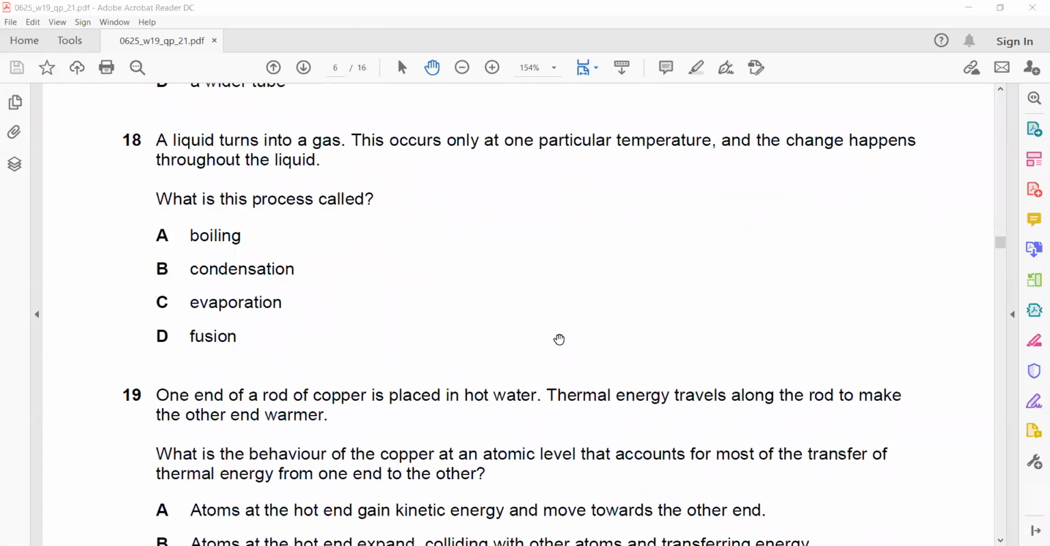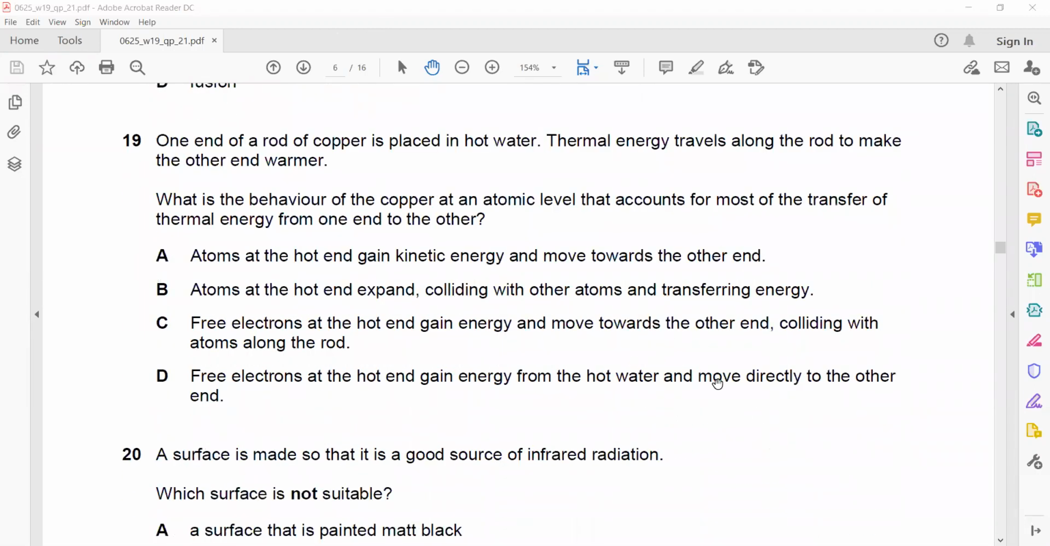Sorry, question 18. 17 is done. So 18 is: a liquid turning into gas that occurs only at a particular temperature and occurs throughout the liquid. So those are all the features of boiling. Question 19.